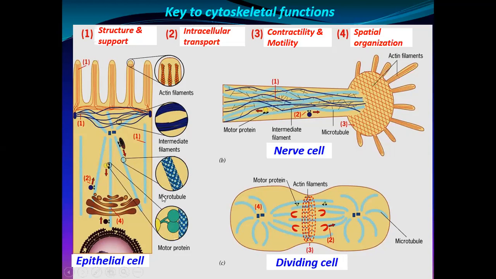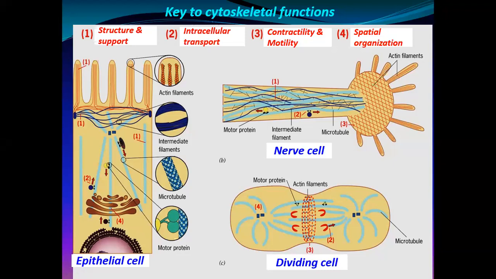Right? Since this is microtubule, there are some motor proteins involved. Again, this is the vesicle. The yellow color one is the vesicle. There are two motor proteins attached to this vesicle, and they walk along the microtubule and then go to the cell surface. That is the second one, intracellular transport.